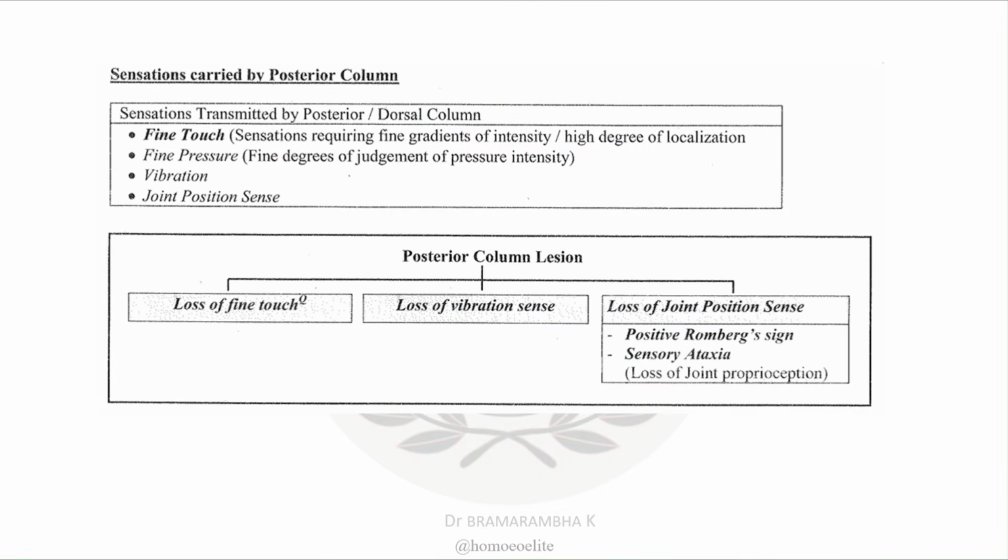The sensations are carried by the posterior column, which is supplied by the posterior spinal arteries. The posterior column is related to fine touch, fine pressure, vibration and joint position sense. Whenever there's a lesion in the posterior column, there is loss of fine touch, vibration sense and joint sense. Hence there will be a positive Romberg sign, and also sensory ataxia and loss of joint proprioception.